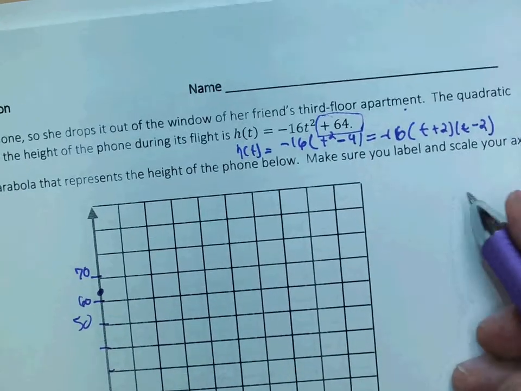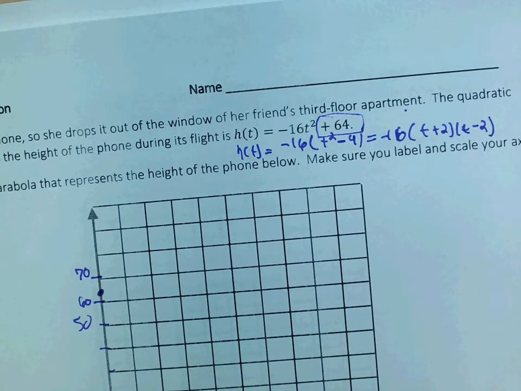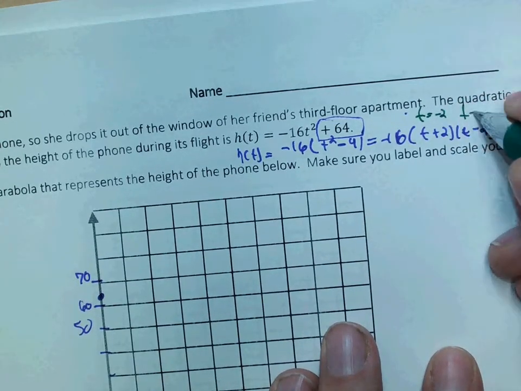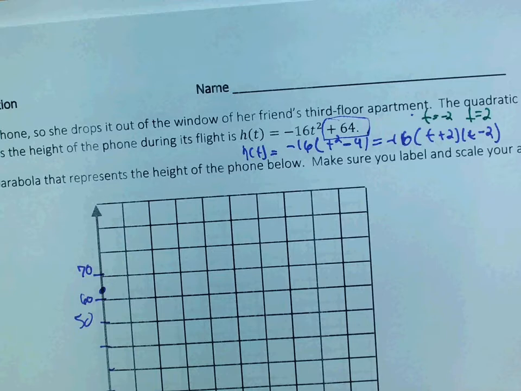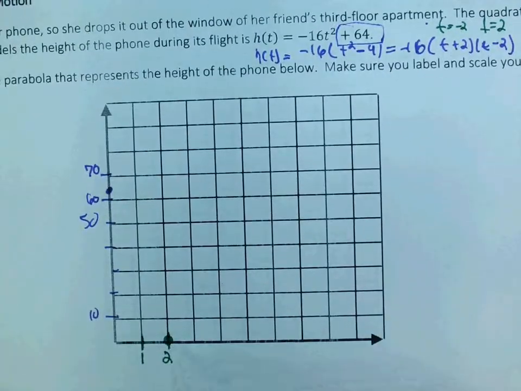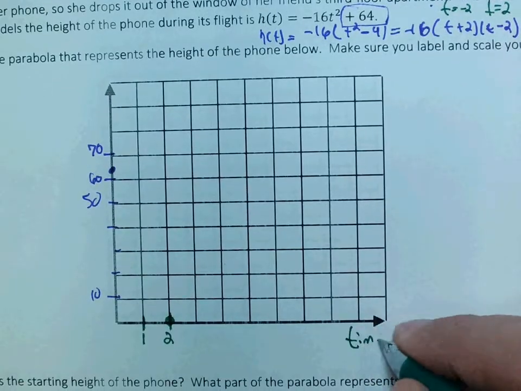So this is in factored form, and it tells us what our x-intercepts are going to be. We're going to have an x-intercept at t equals negative 2 and t equals 2. So at t equals 2, I'm going to just count 1, 2. This is where her phone hits the ground. Now, at t equals 2, this is where her phone hits the ground.